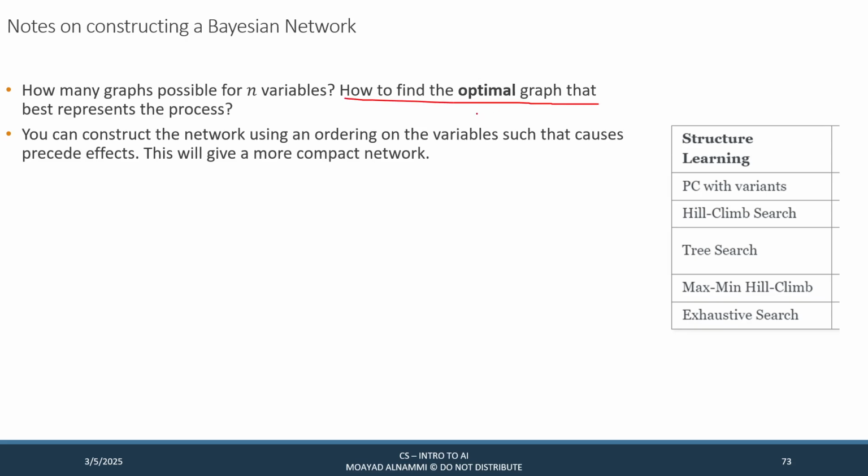The other one is how to find the optimal Bayesian network structure. This is an NP-hard problem, and so it is not easy to find the optimal Bayesian network structure.